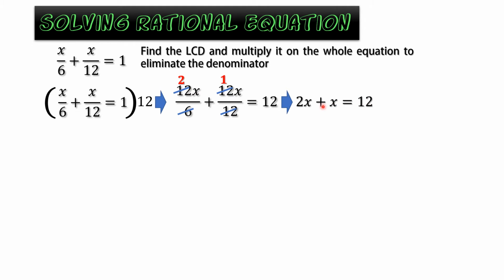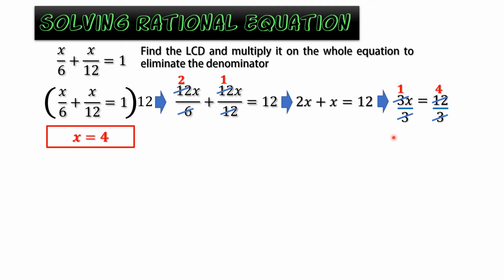Okay, we're not yet done here. We have 2x plus x. They are like terms, so we add them. 2x plus x is 3x. So it will give us 3x equals 12. Now, to finally solve for the value of x, we divide both sides by the number beside the variable x, which is 3. So we divide both sides by 3 to solve for x. We have 3x over 3, 3 divided by 3 is 1, so it will give us x. And then 12 divided by 3 is equal to 4. Okay, so the answer is x is equal to 4. That is now the value of x.